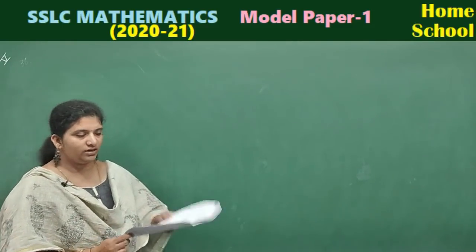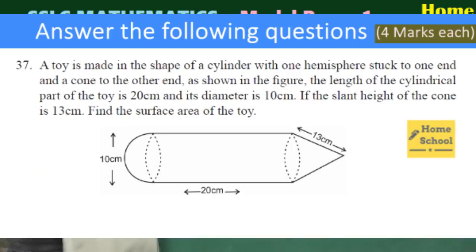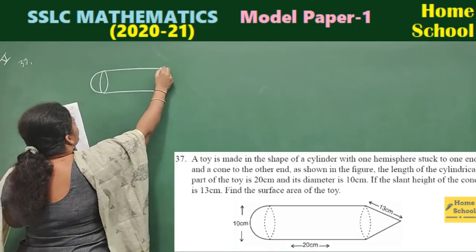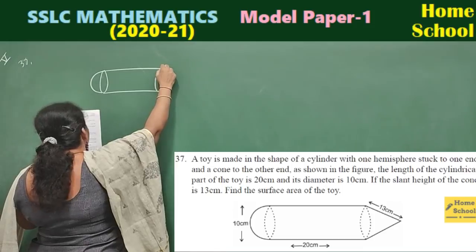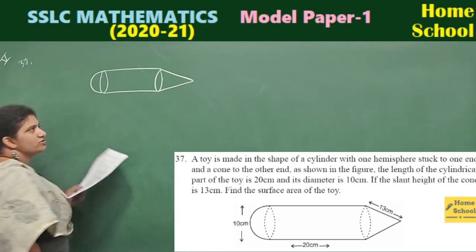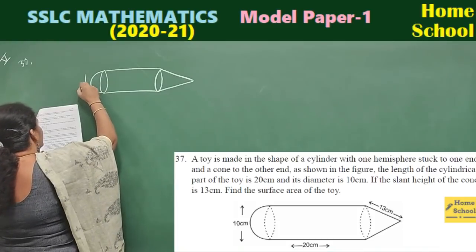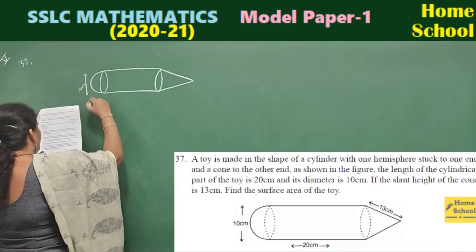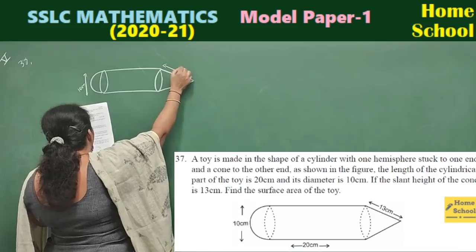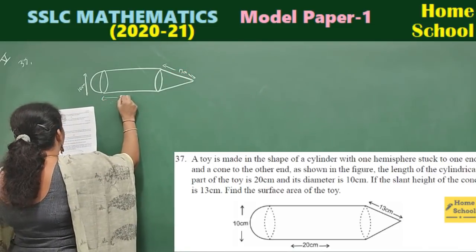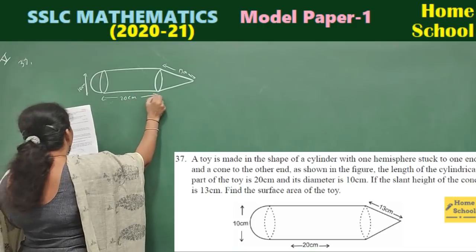Now let's move to the 37th problem. 37, and you have a figure. Let me try to draw the figure. Cylinder and hemisphere on one side, and on the other side closed with a cone. They have given this is 10 centimeters and the slant height is 13 centimeters. Height of the cylinder is 20 centimeters, I think.